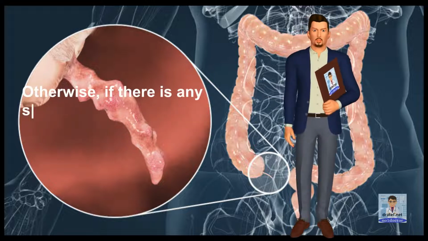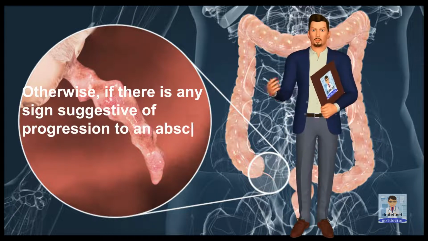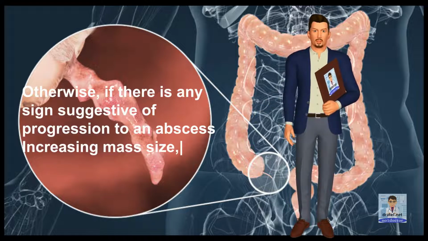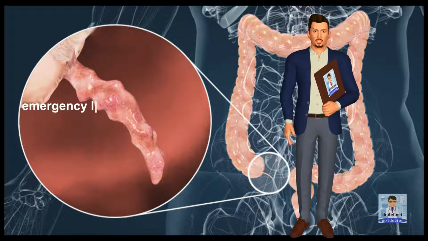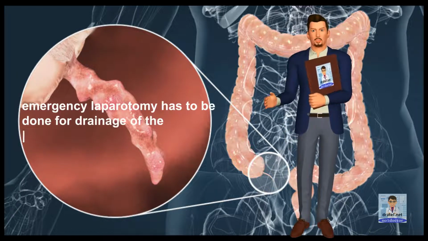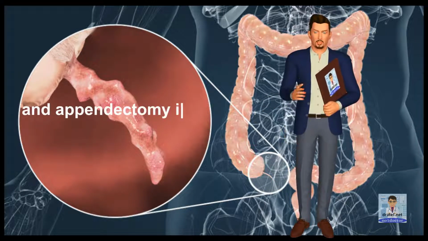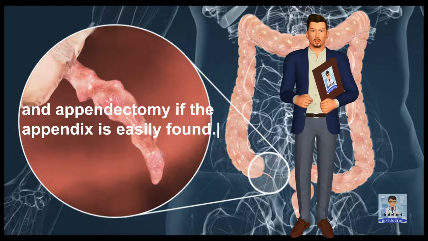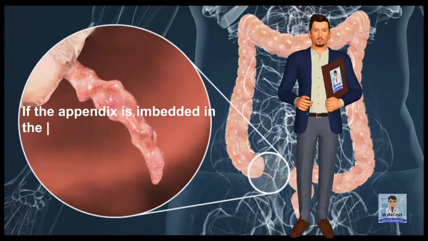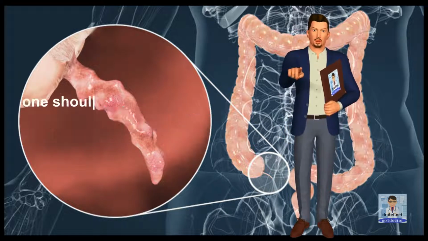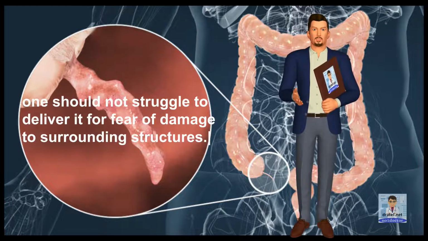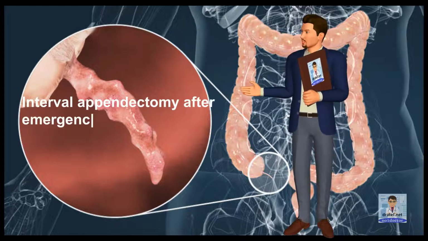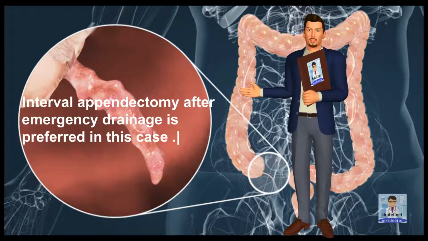Otherwise, if there is any sign suggestive of progression to an abscess, increasing mass size, fluctuation, persistence of systemic signs, emergency laparotomy has to be done for drainage of the abscess and appendectomy if the appendix is easily found. If the appendix is embedded in a conglomerated mass, one should not struggle to deliver it for fear of damage to surrounding structures. Interval appendectomy after emergency drainage is preferred in this case.